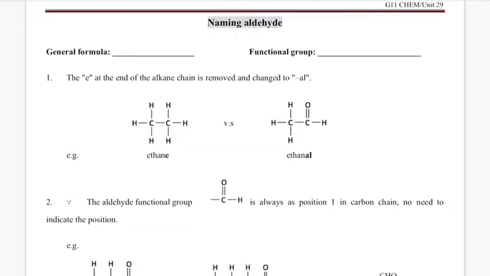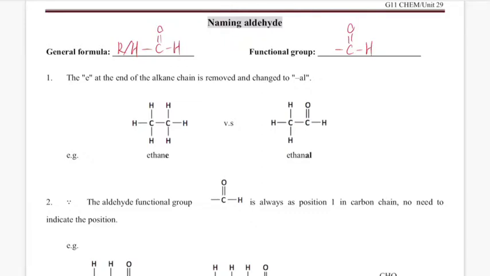The first type of organic compound I'm going to introduce in this unit is called aldehyde. Aldehyde contains a functional group where the carbon is double bonded to an oxygen. And this C double bond O must be at the end of the carbon chain. The general formula for aldehyde should be R or H attached to this functional group. R means a carbon chain.